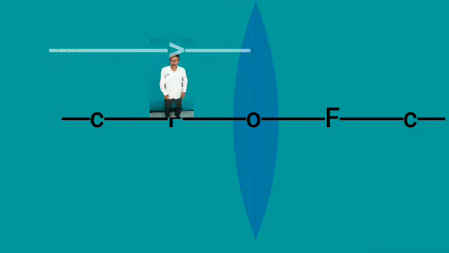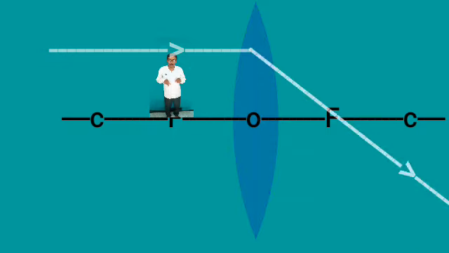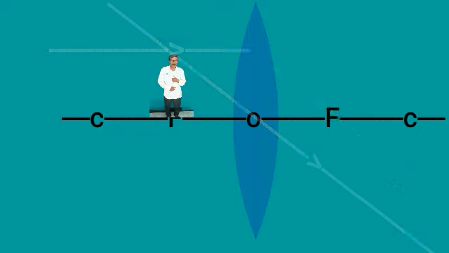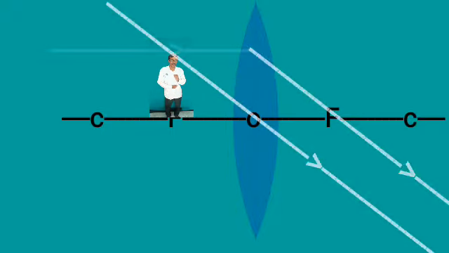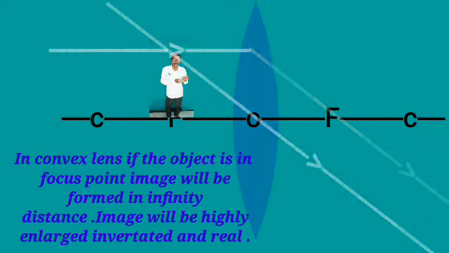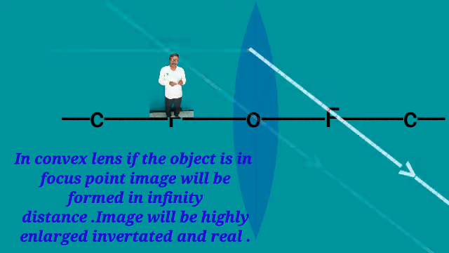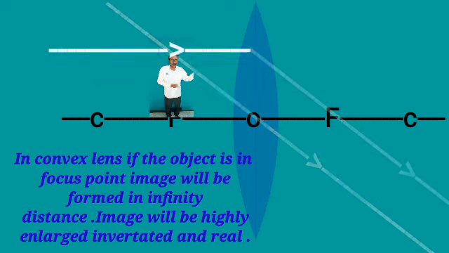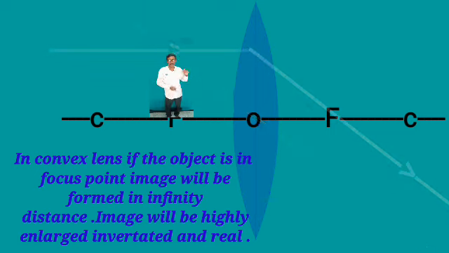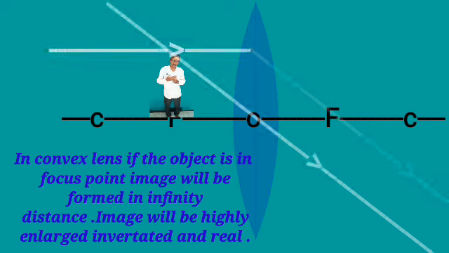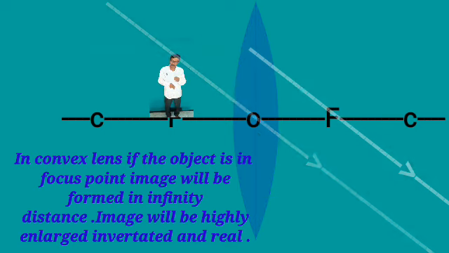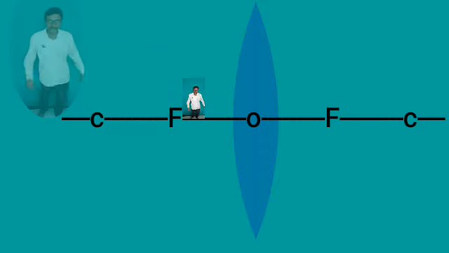Okay? Now I am standing at the focus point of the convex lens. Where is the image formed? The image is formed at infinity distance of the convex lens on the other side of the lens. Therefore, I am unable to show you the image. Where is it? Okay? In summary, if the object is at the focus point of the convex lens, the image will be formed at infinity distance on the other side of the lens.